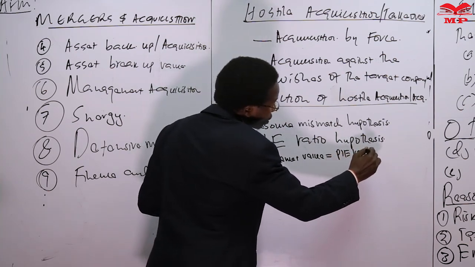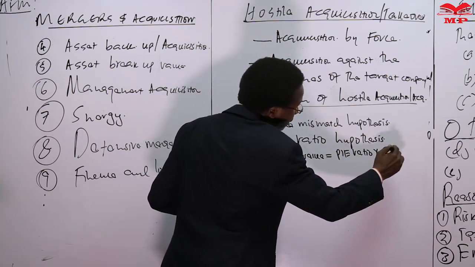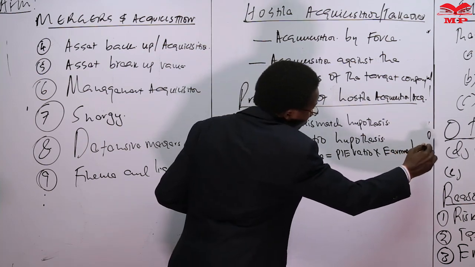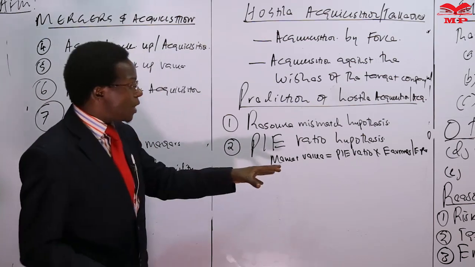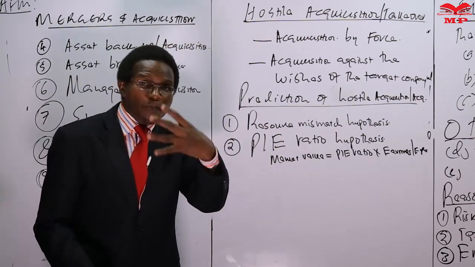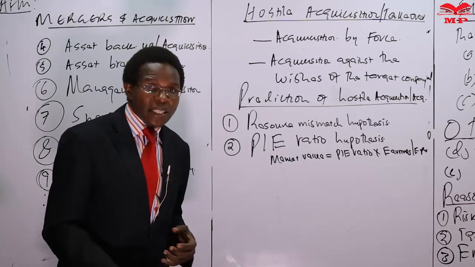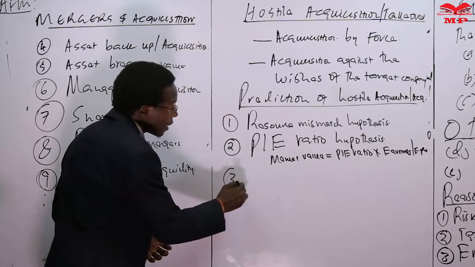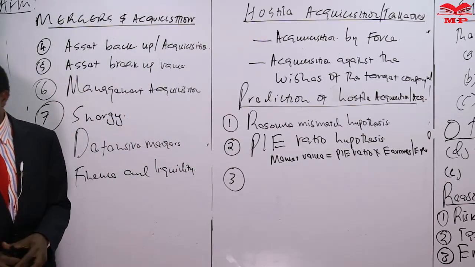multiplied by the earnings, or the earnings per share. So that is to get the market value. The lower the price earnings ratio, the cheaper and the easier the company is to be acquired. It can easily be acquired. So that is the price earnings ratio hypothesis.